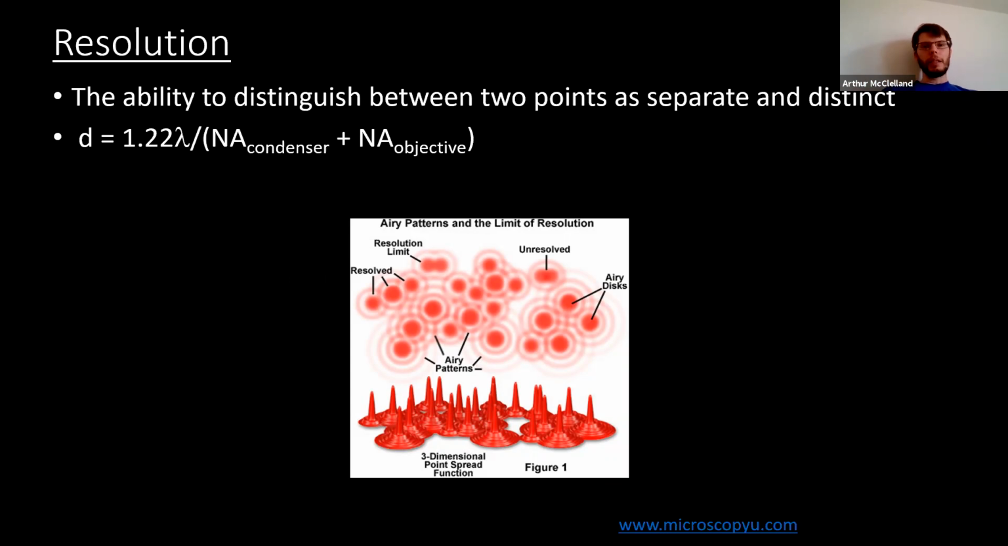When you focus light really tightly, you usually get these diffraction rings, the Airy disks. They're not important for today, but just know that there's a limit to how small you can focus light. If you want to resolve things that are smaller, then you can go to electron microscopy.